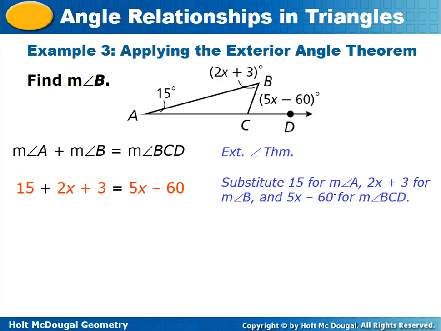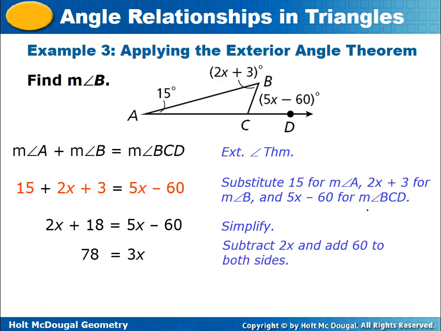We're just going to substitute in those values. We're going to combine like terms on the left. Then we're going to subtract 2x from the left and the right. We're going to add 60 to the left and the right. So we get 78 is equal to 3x, divide both sides by 3.